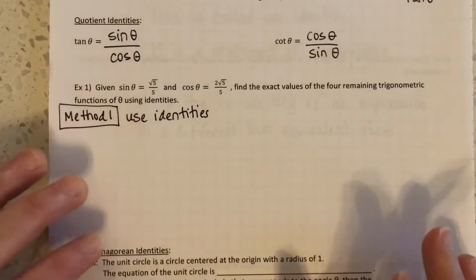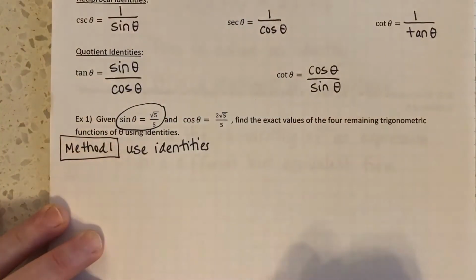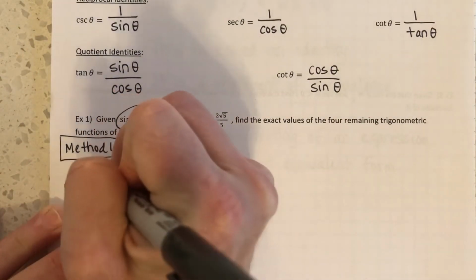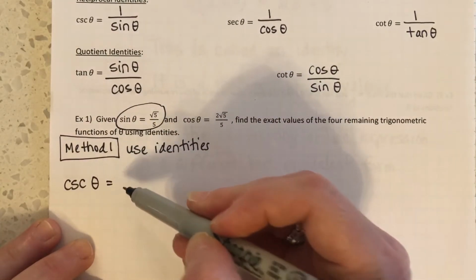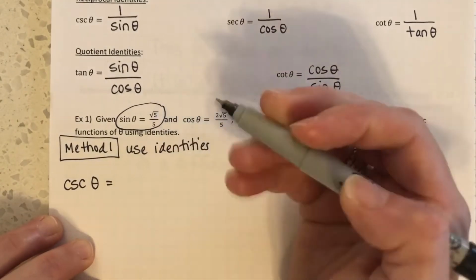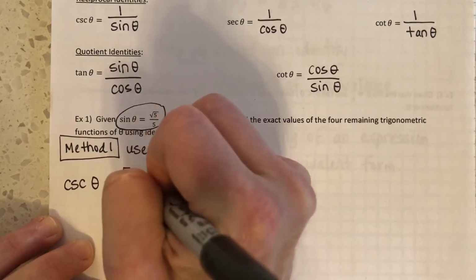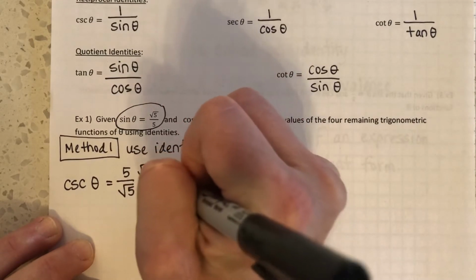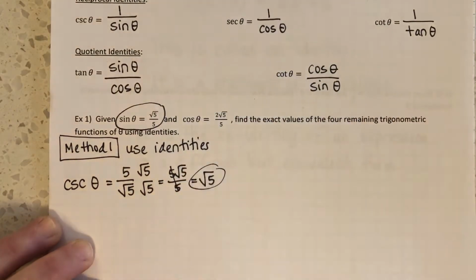So they want you to use all of these definitions that we just wrote up here. So guys, think about it. If they told you that the sine of angle theta is root 5 over 5, then we automatically know the cosecant of angle theta is its reciprocal. So technically it's 1 over root 5 over 5, but we can just take this and flip it over. It's 5 over root 5, right? And then I clean it up, and I'm going to get 5 root 5 over 5, which cancels, and then you're just left with root 5 as your cosecant of angle theta.